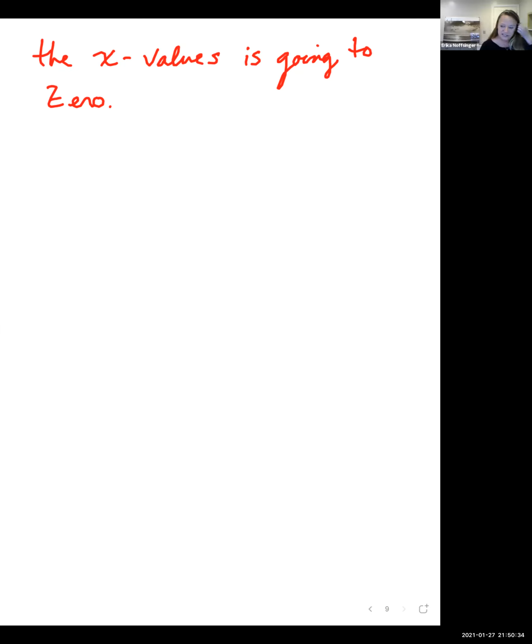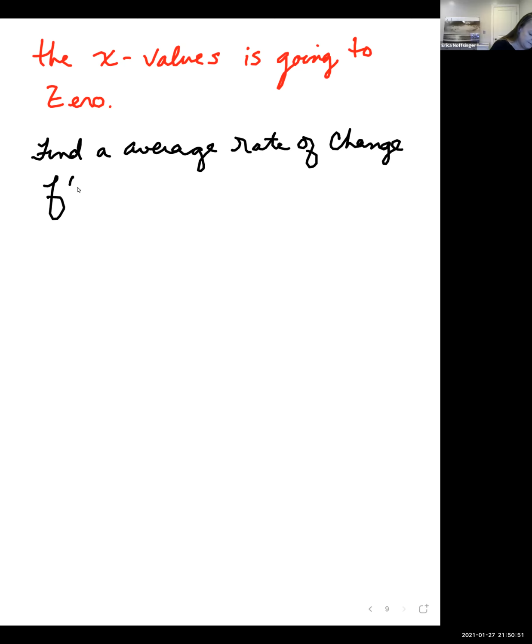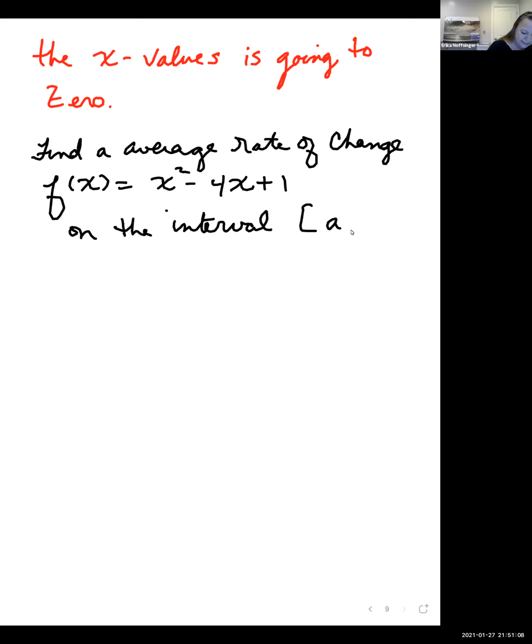Okay. So this is kind of giving us what's going on intuitively when we're finding this instantaneous rate of change. And so let's go back to this difference quotient, or finding the average rate of change. An example: f of x equals x squared minus 4x plus 1 on the interval where the first x value we're starting with is a. The second x value that we're ending in, finding the average rate of change, is a plus h.